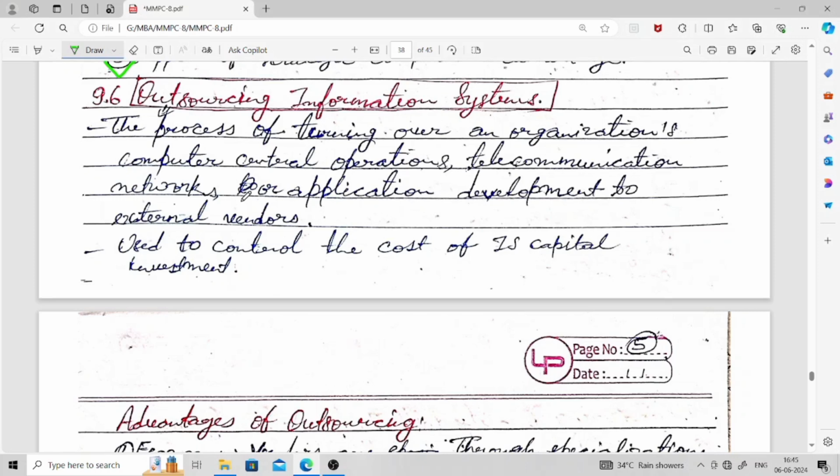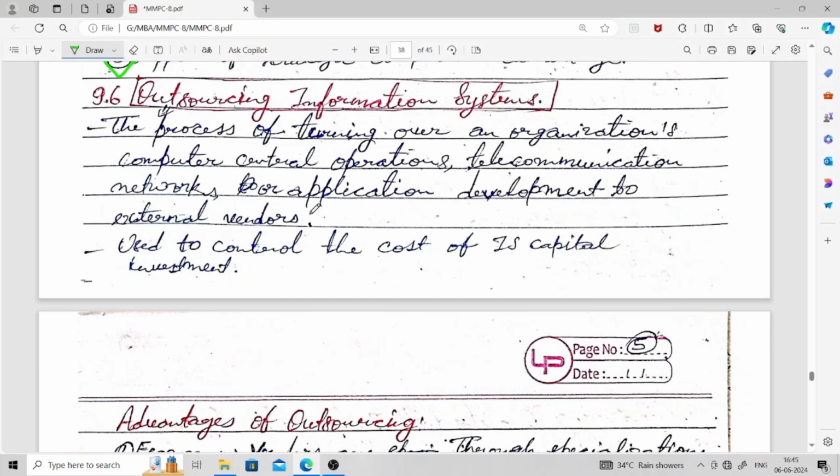Outsourcing of information system simply means the process of turning over an organization's computer central operations, so whatever operations are related to computers, telecommunication networks, or application development, to external vendors. So here what we do, we outsource, we turn over these things to external vendors.